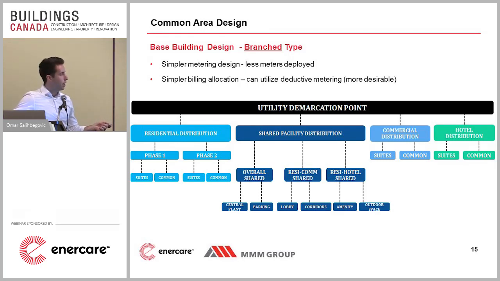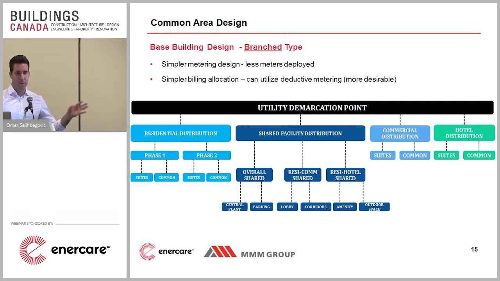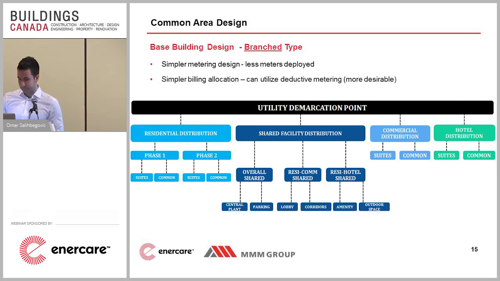So if I go down here, take phase one from the residential portion as an example, if I'm metering all of the individual suites already, all I have to do is install a bulk meter for phase one, and I can easily subtract certain loads to get my common area, as opposed to putting in individual common area meters, hundreds of them, throughout the site. You'll see a little bit of an example of this in my case studies.